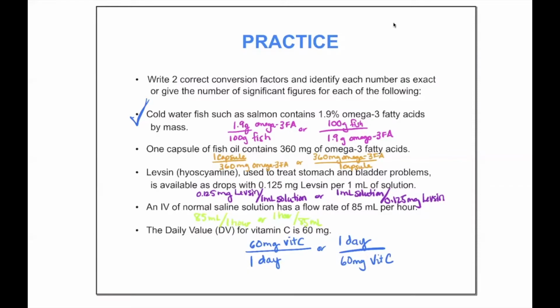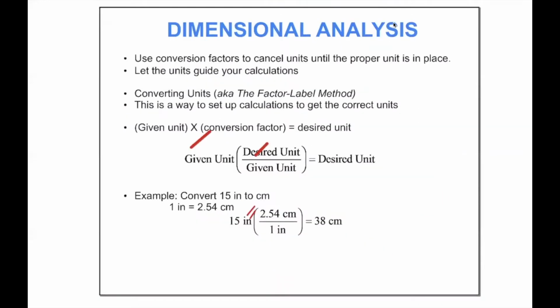In one capsule, there's 360 milligrams of omega-3 fatty acids. There is 0.125 milligrams of levsin in every 1 milliliter of solution, 85 milliliters flowing every 1 hour, and you need 60 milligrams of vitamin C each day. So please forgive me with all of these red marks in the wrong place.